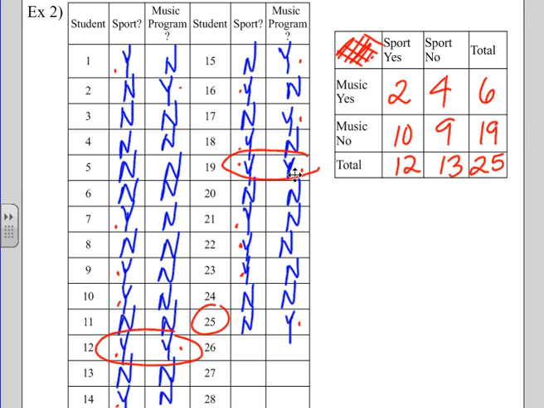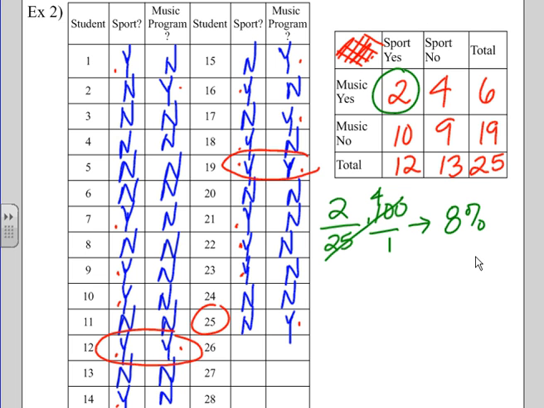So we're going to look at what is the frequency of students who play a sport and are in the music program. So we had 2 out of 25 students who did that. So let's figure out our percentage. 25 goes into 100 4 times. We find that that's going to give us 8% of people who said yes to both.